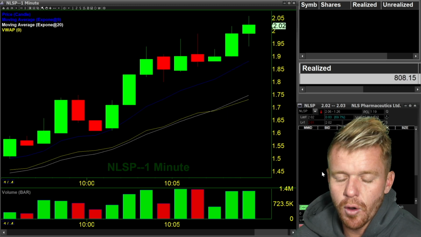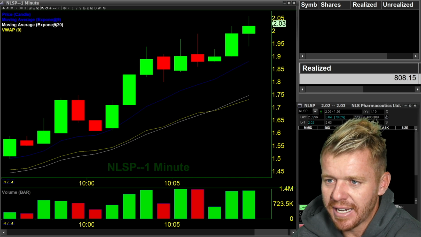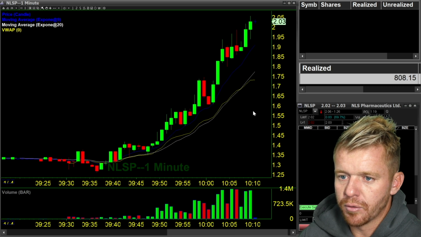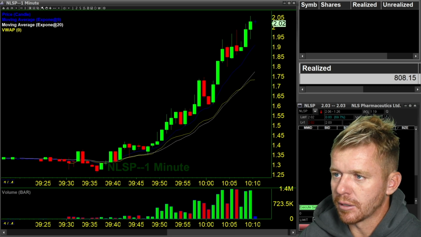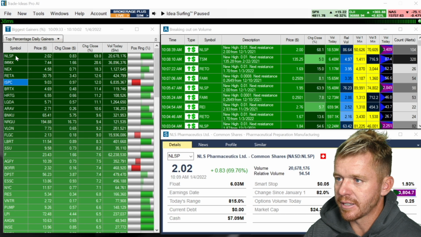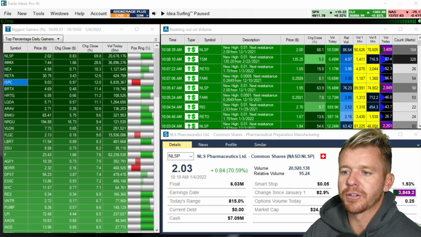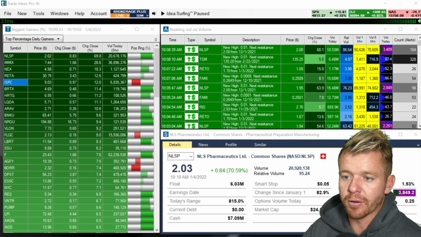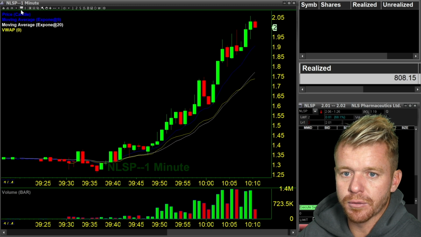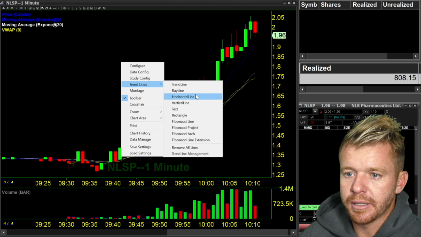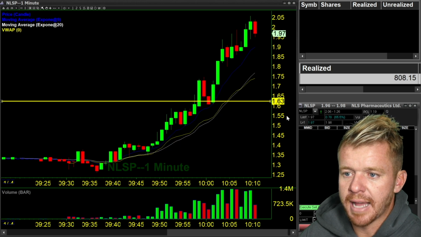So we got that push up to the 205 area on Nlsp now, and that was a beautiful little move there. You can see 205, the high. It was alerted on the scanner. You can see on the top percentage gainers, but it also popped up over here on breaking out with volume when it was down here at $1.60. So you can see the alert went out on this move when the stock was down here at $1.60.